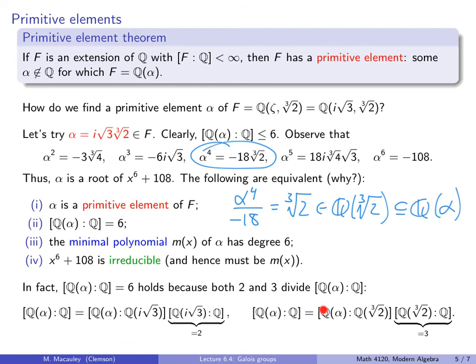Therefore, we can apply the Tower law like this, and so this, whatever integer this is, has to be a multiple of 3, and we also know it's a multiple of 2, and therefore it has to be at least 6. And we've already proven that it has to be less than or equal to 6, and together that means that the degree of this extension is equal to 6, and therefore alpha is indeed a primitive element.